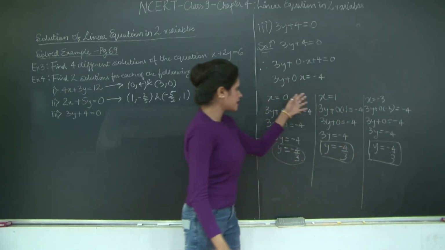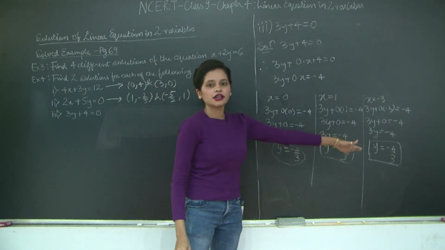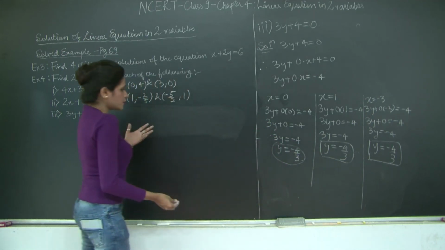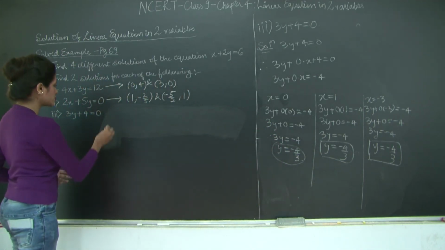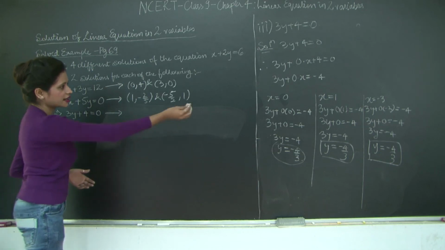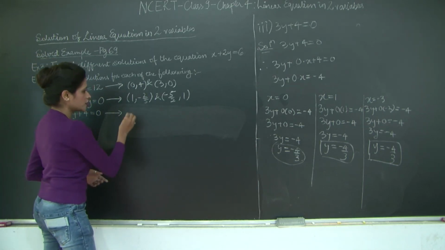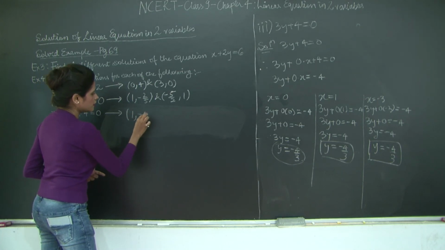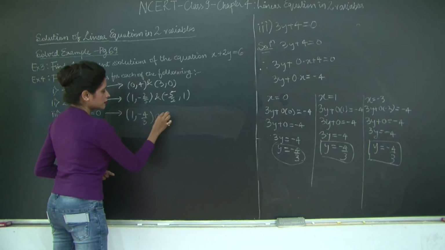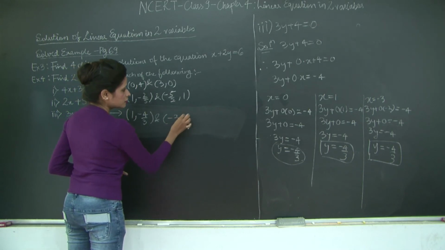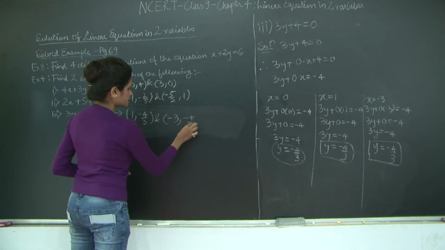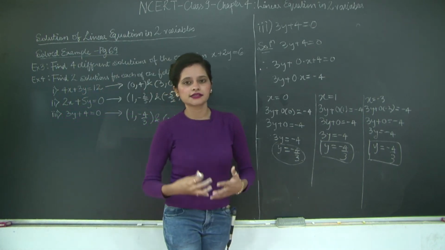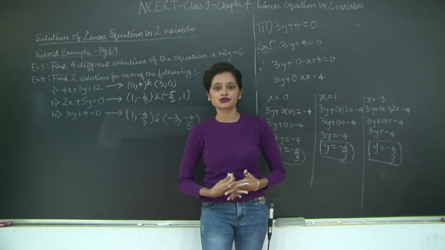Therefore, for any value of x that you take, either 0, 1 or minus 3, you will notice that the value of y is minus 4 upon 3. Therefore, you can just opt for any of these solutions. I will say the two solutions. Let's say I am picking the second and the last one. So, the solutions are (1, minus 4 upon 3) and (minus 3, minus 4 upon 3). So with this we have learned that there exist infinite solutions to linear equations in two variables.